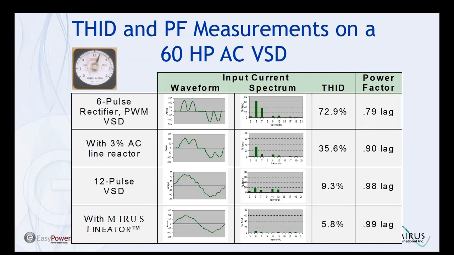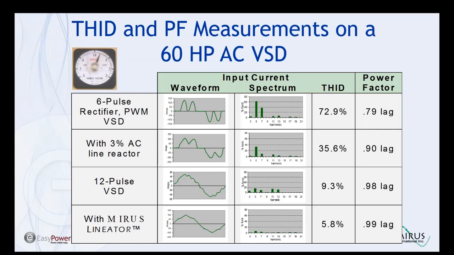If we look at a multi-pulse drive system, this next example, we're talking about a 12-pulse drive system. There's cancellation of harmonics that's created through phase shifting. This smooths out the current waveform, becomes more sinusoidal. We end up with 5th and 7th, 11th and 13th harmonics. THD in this case is 9.3%, and our power factor has improved to 0.98.